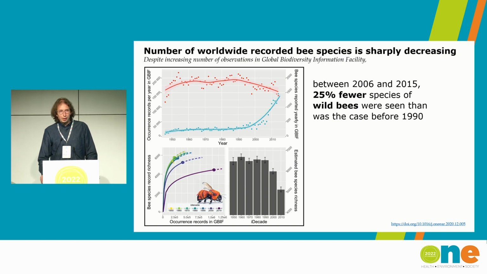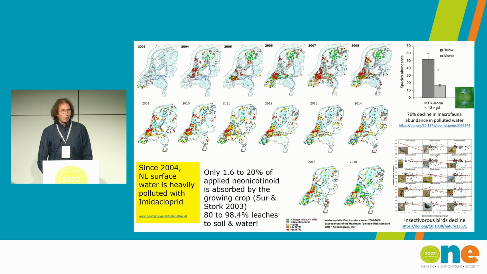In the same period that the neonics went up, we see a steep decline in wild bees. So in the period between 2006 and 2015, 25% fewer species of wild bees have been observed globally than was the case before 1990. We also see dramatic, sharp declines in aquatic insects.